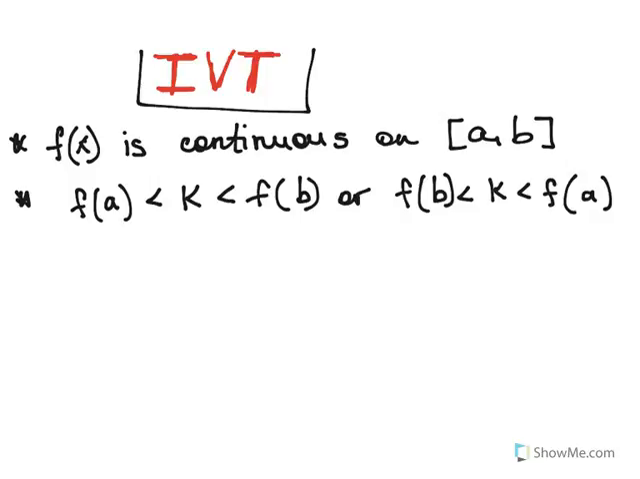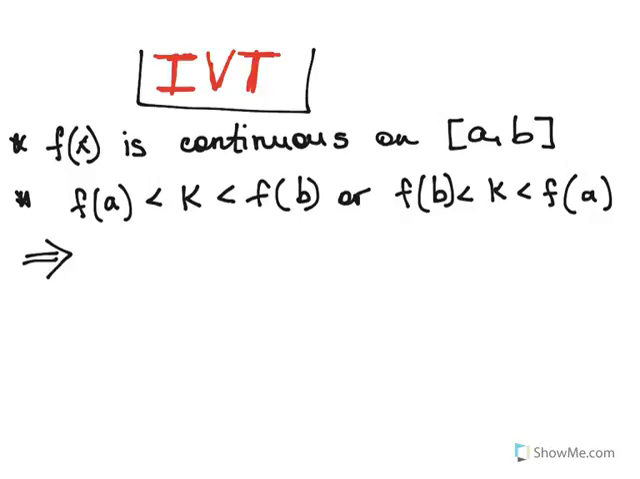You can apply this theorem only if two conditions work. First one, your function must be continuous on a certain interval from A to B. That's number one. Number two condition, it says f of a, so these are the two endpoints, f of a and f of b. So it says there is a value k where k is greater than f of a but less than f of b, or k is greater than f of b but less than f of a.